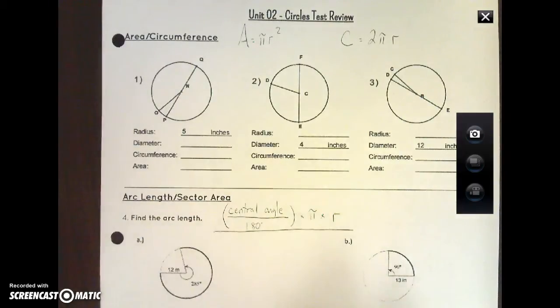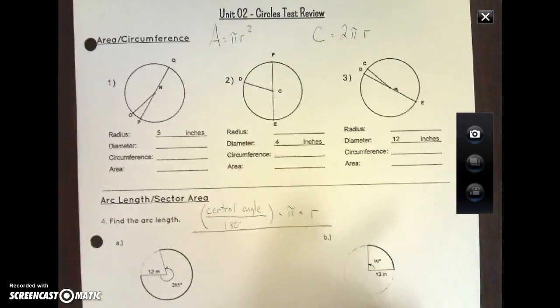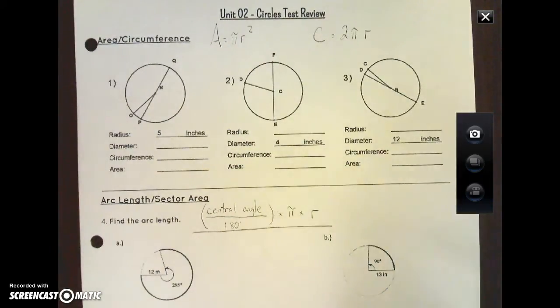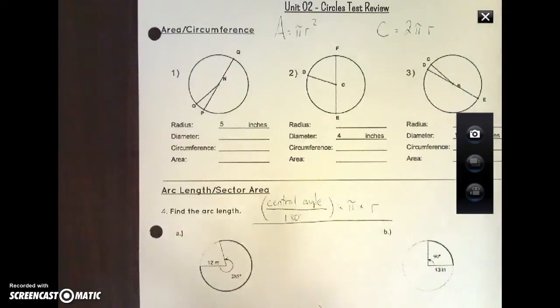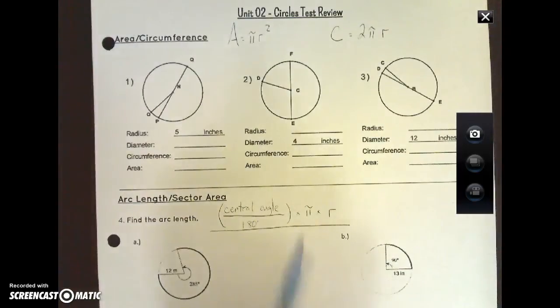Today we're going to be taking a look at our last and final review for circles and tests and whatnot, and our test is again going to be tomorrow. So this review that we have handed out to you guys has a bunch of different things on it. Some of it has to deal with arc length, sector area, things like that. Let's work our way through it and see how we do, okay?